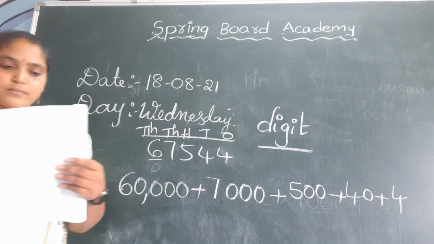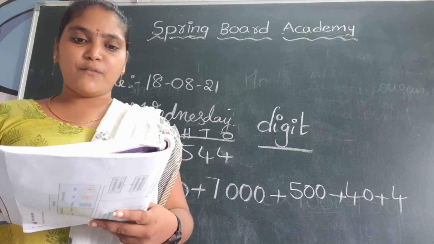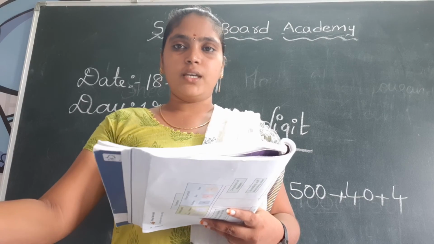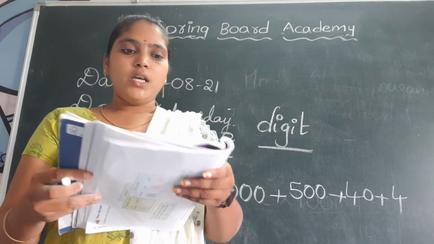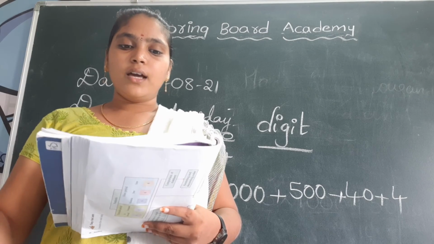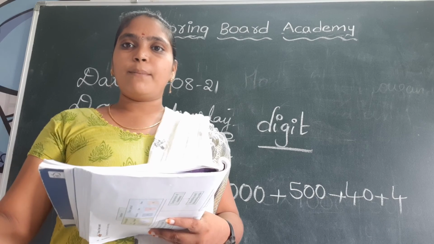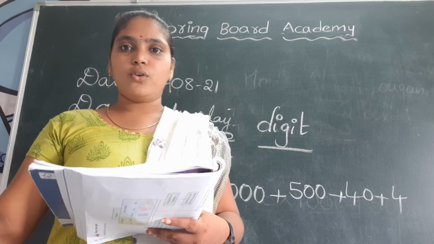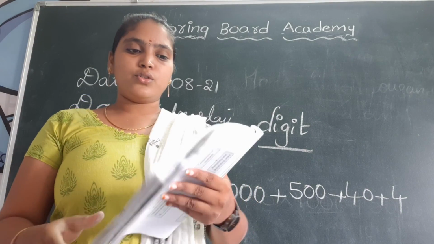Okay, children? Now coming to your homework. Just turn to the next page, page number 49. Complete questions 1, 2 and 3. How to complete questions 1, 2 and 3, children? In the first one, you have to write number names of the given numbers. In the second, write expanded forms. And in the third, fill in the boxes with less than, greater than and equal to. Okay, children, this is your homework. You have to complete the first 1, 2 and 3.